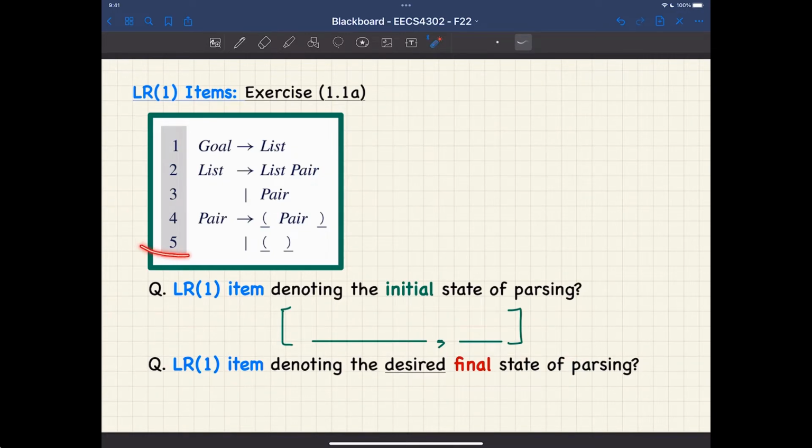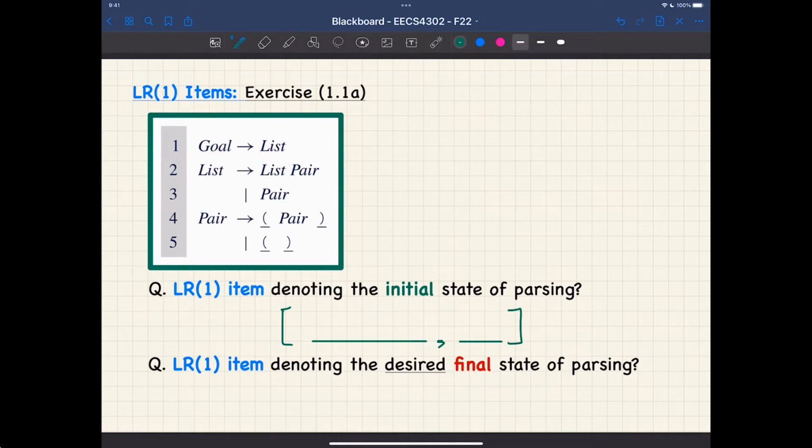5? But we talk about the initial state, right? Think about the initial state. What kind of rule do we expect, or what kind of symbol do we expect to really match ultimately? You should really look at this guy here, because we start with the goal, the start variable. Ultimately, we want to match a list, which can be reduced back to the goal. That's our goal, right? Okay, good.